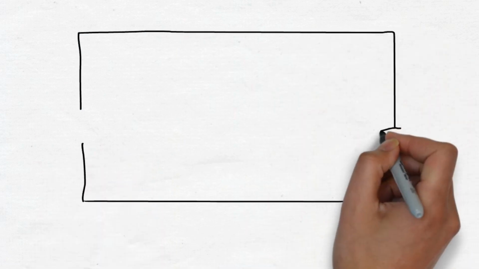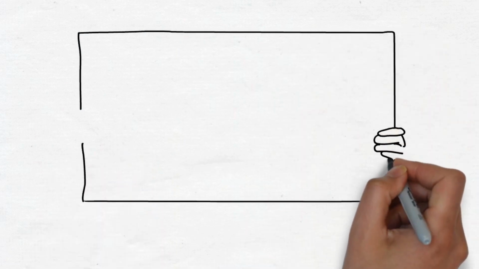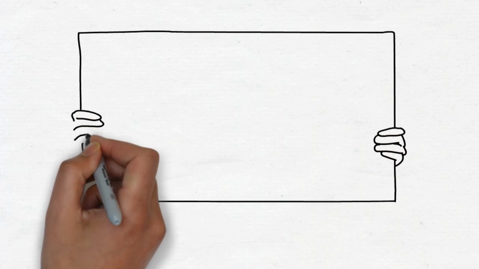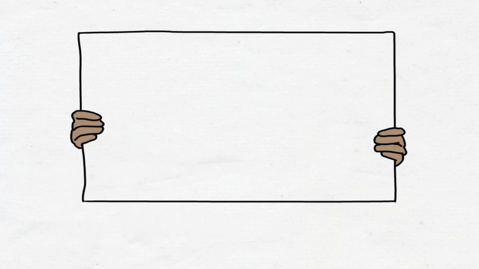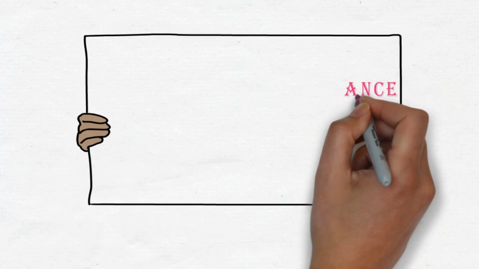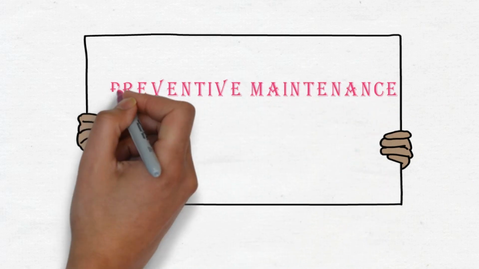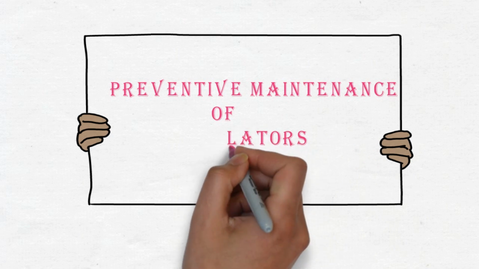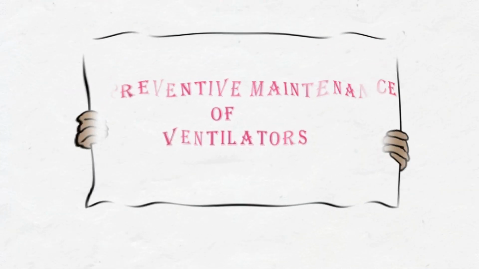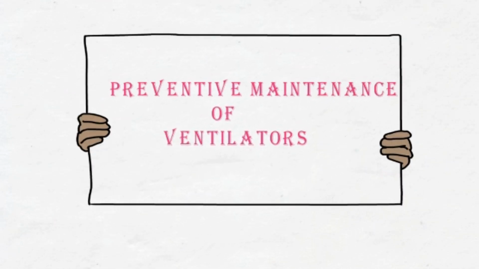So guys, that was about the modes and principles. Now let us see the preventive maintenance of ventilators, because it is also very important. Ventilators or respirators are devices used to assist patients in ventilating their lungs. There are many things to be done for a ventilator during a preventive maintenance checkup.